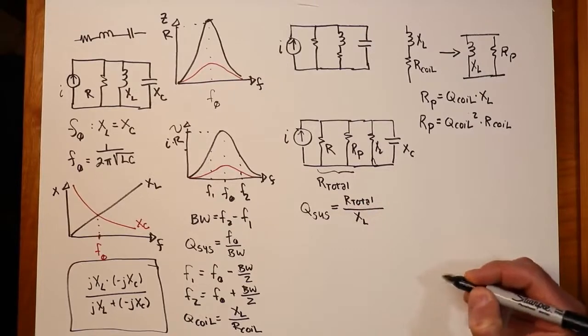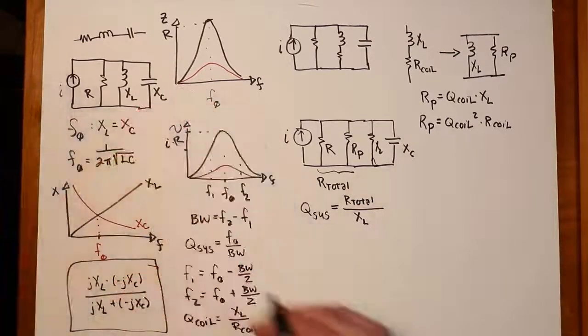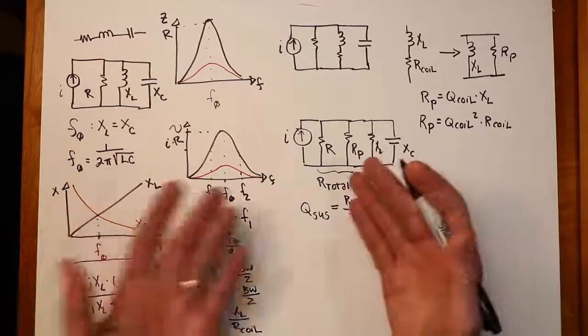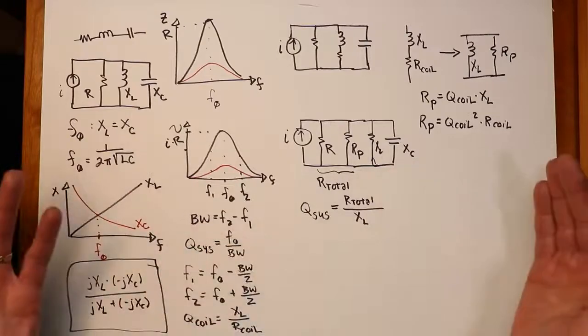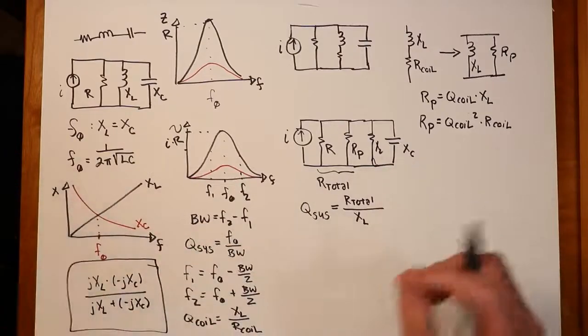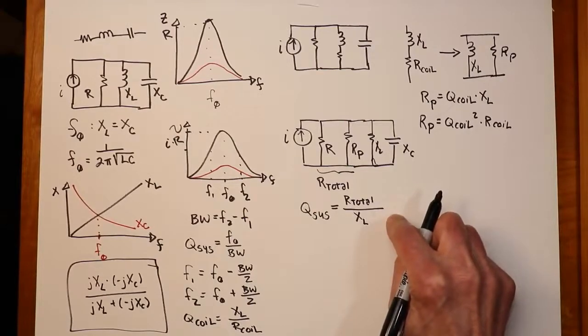Right? So again, if you forget this, think back in terms of the idealization: our R total would be infinity. So the Q system would be infinity. That would make perfect sense. So that's a little memory aid that you can use. Again, it's the inverse of what we see in the series case.